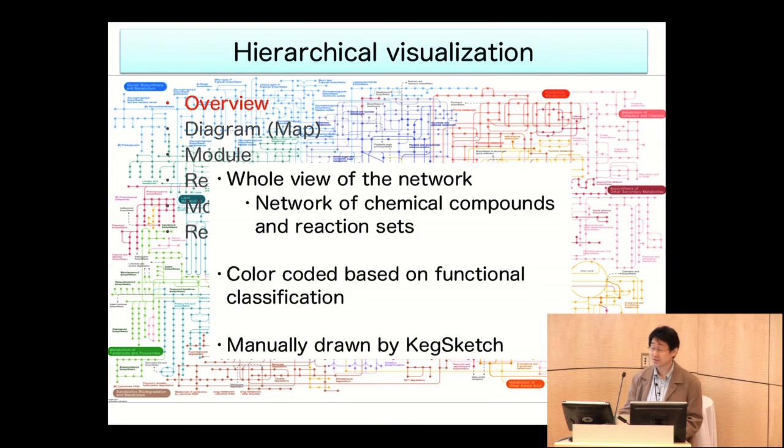This network is drawn basically manually by KEGG Sketch, which is an in-house Java application which we use for drawing this kind of diagram. It is just another drawing software, but it can also associate the objects in this diagram to the objects in the database we are developing, such as the chemical compound database, reaction database, or some other gene databases.